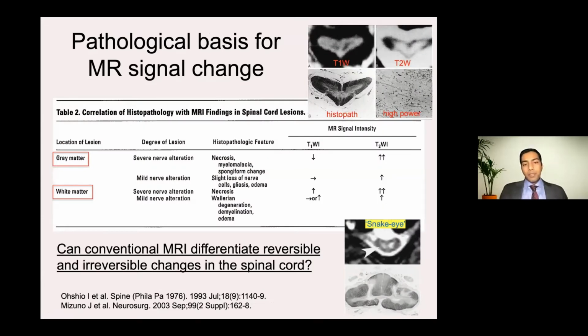We tell patients the spinal cord is bruised, there's myelomalacia. This study from Japan looked at histology in those patients with signal change. And what you see is that the T2 hyperintensity is just not specific. It can reflect severe or mild injury, and it doesn't really reliably differentiate reversible or irreversible spinal cord damage.